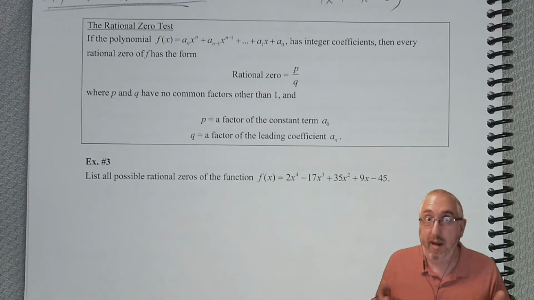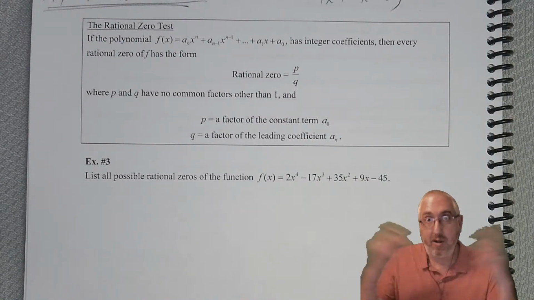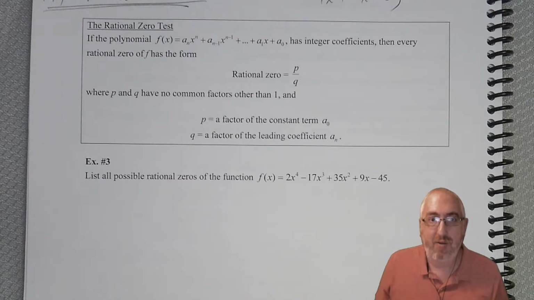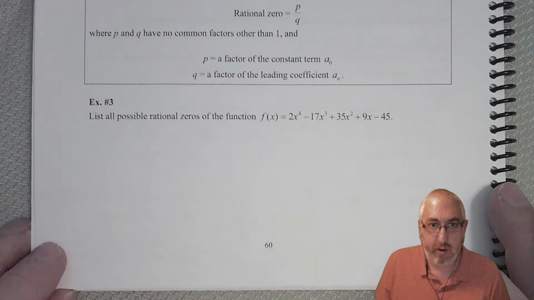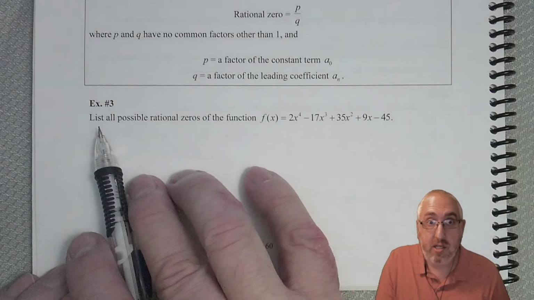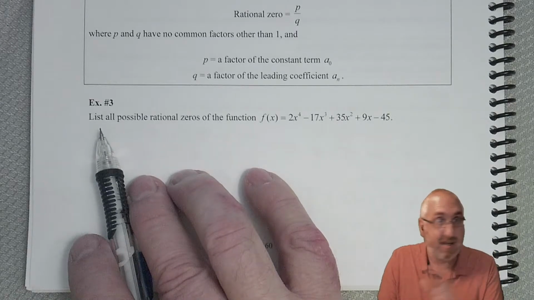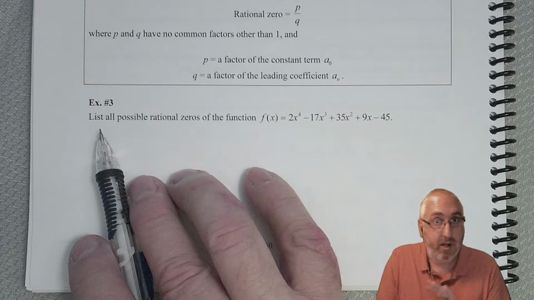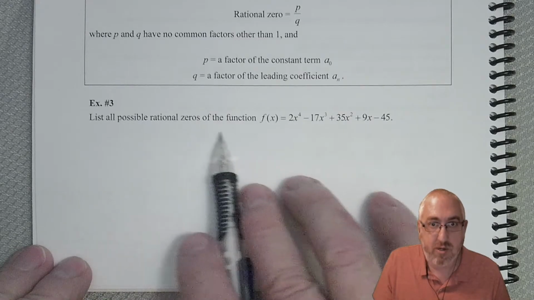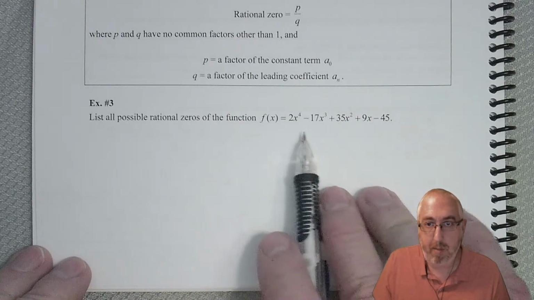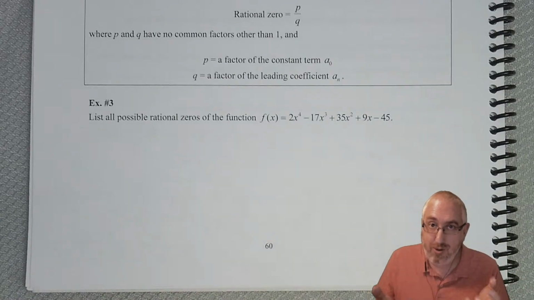So that's a really nice rule that we can use to help narrow down the usually infinite possibility of zeros that you might have. So let's take a look and see what we can generate. Now this question just wants a list, so be careful about the wording on these. If it says list, all you need to do is make a list. You don't need to check or anything. So it says list all the possible rational zeros of the function f of x equals, and then the polynomial. So first things first, let's make sure we get our p's and q's correct.